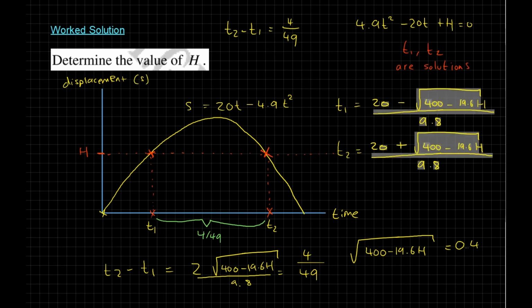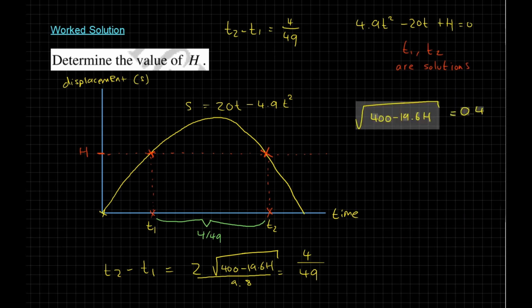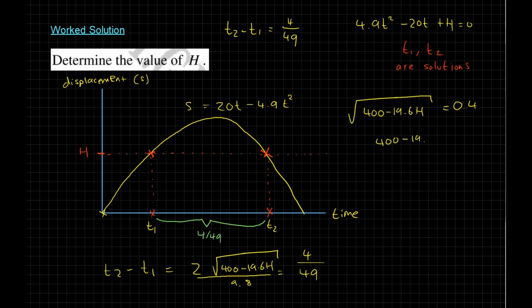I'm going to get rid of these because we don't need them anymore. We've now got this, and we're getting there. We're going to get a value for h soon. 400 minus 19.6h is equal to 0.4 squared. So we're going to have 0.16. And let's do a final bit of rearranging.